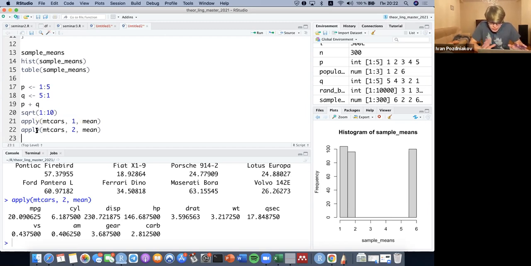And there are many functions in the apply family. Another that is quite nice is the lapply function. It's similar to the apply function, but it is applied for lists. And that's why you don't need this dimension selection. You just write a list and the function that will be applied for every item in the list.